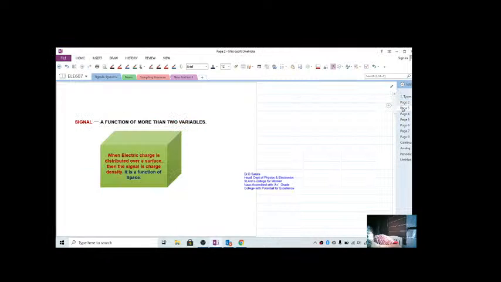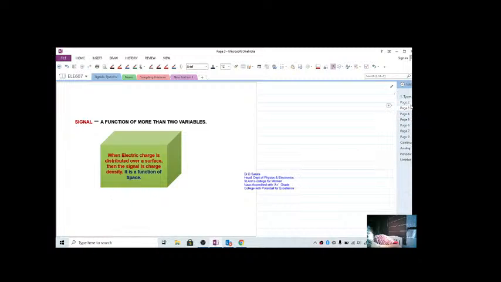So these are the different types of signals that we are talking about. All the signals we discussed are functions of time. That means they are functions of a single variable, time. There may be some signals which can be a function of more than two variables. Suppose you are taking electrical charge which is distributed over a surface, then the signal is charge density, and it is a function of space.